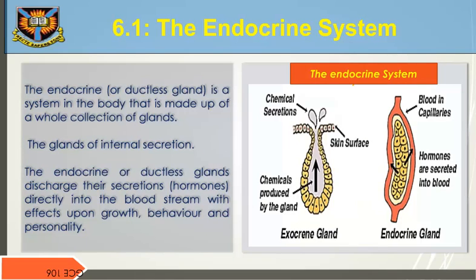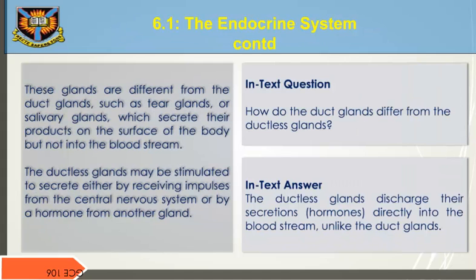The endocrine system. The endocrine or ductless gland is a system in the body that is made up of a whole collection of glands, the glands of internal secretion. The endocrine or ductless glands discharge their secretions, hormones, directly into the bloodstream, which affects growth, behavior, and personality. These glands are different from the duct glands, such as the tear gland or salivary gland, which secrete their products on the surface of the body, but not into the bloodstream.